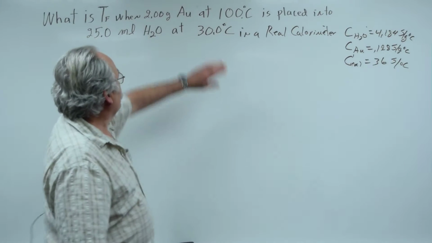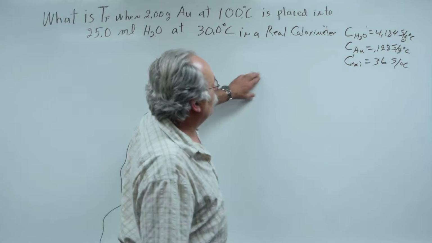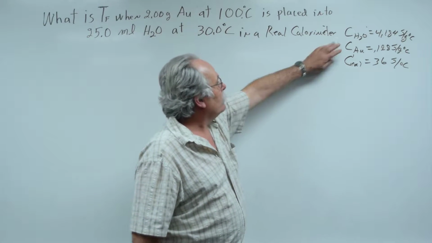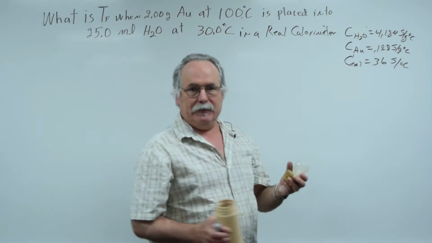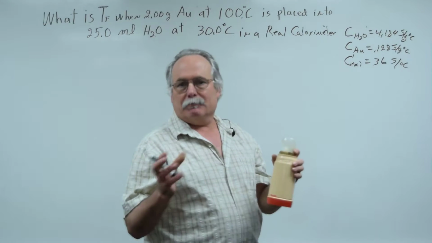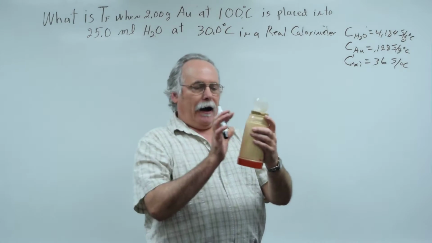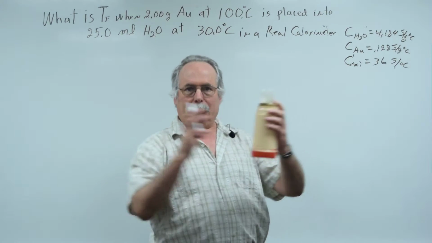Okay, now we're going to solve the same problem in a more realistic setting, where instead of having an isolated system with just the gold and the water, we have a real calorimeter. And this here is an example of a calorimeter we use in our labs. But we're still making a hypothetical situation, in that we're saying this is an ideal calorimeter in the sense that no heat escapes from it.